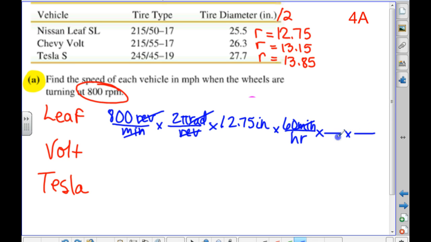I have inches. 12 inches. Okay, but first I have inches, so I've got to go 12 inches is 1 foot, and then inches cancels. And then 5,280 feet is 1 mile. Feet cancels, okay. Start typing.